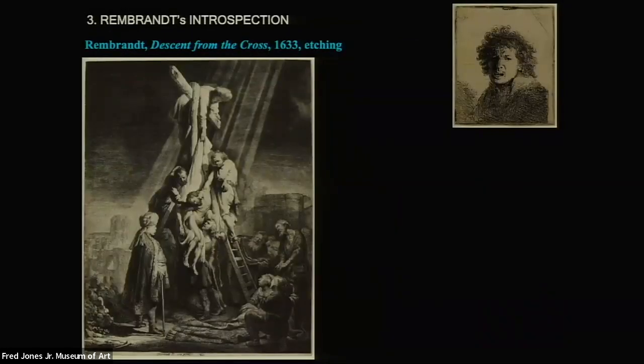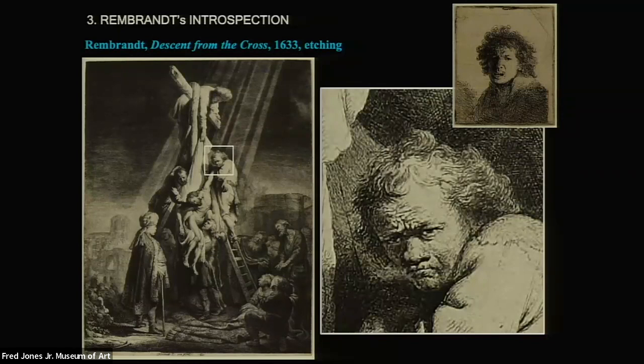Recalling the personal introspection of his Protestant faith, Rembrandt soon began to depict himself as an actor in a number of his religious paintings and etchings, such as Descent from the Cross, where here he portrays himself as the scowling figure clutching Christ's arm as he is removed from the cross. Rembrandt's unruly, wiry hair and bulbous nose are immediately recognizable.